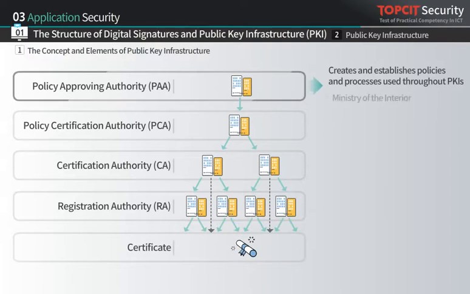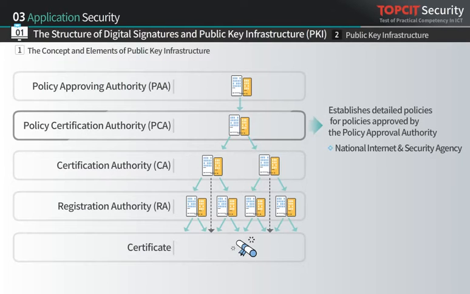If we look into the structure, we can see that PKI is divided into Policy Approving Authority, Policy Certification Authority, Certification Authority, Registration Authority, and Certificates. So, what are the roles of each element? First, the Policy Approving Authority creates and plans the policies and processes used throughout PKIs. The Policy Certification Authority establishes detailed policies for policies approved by the Policy Approving Authority.